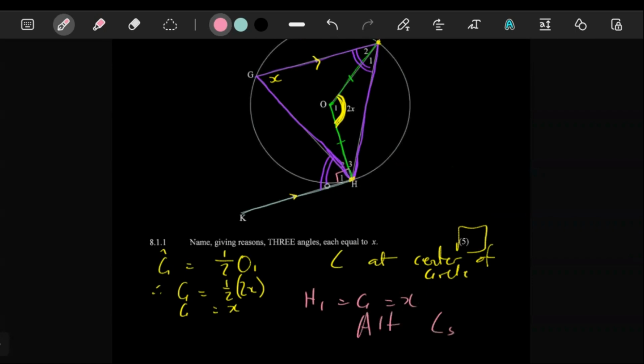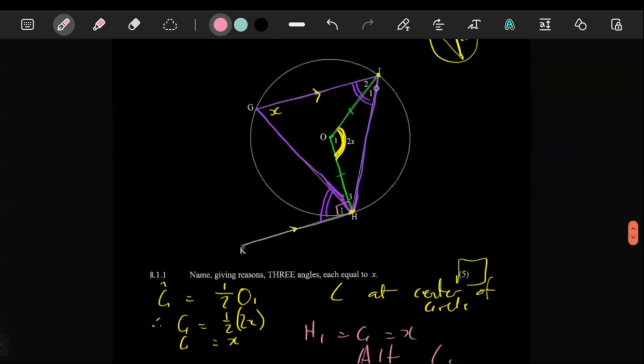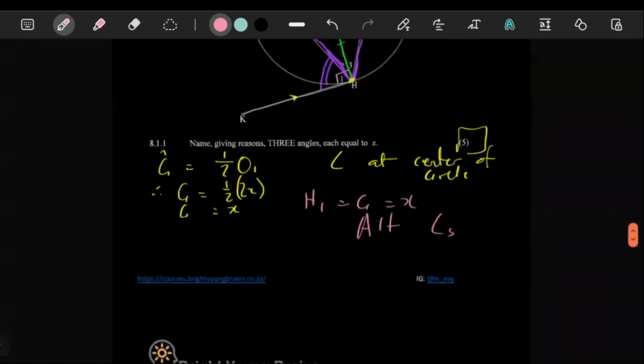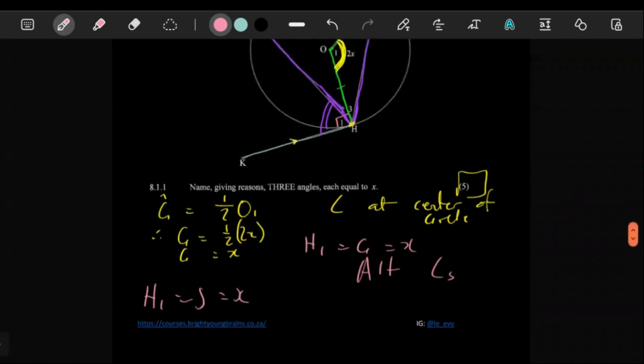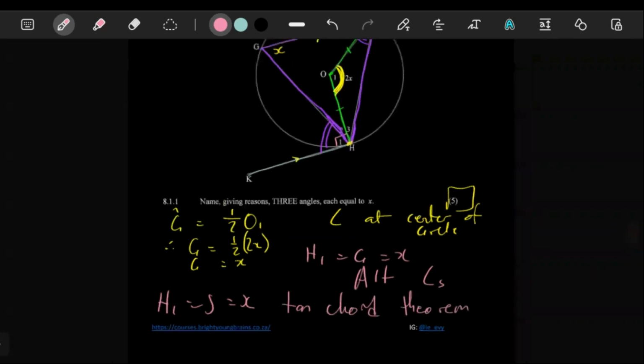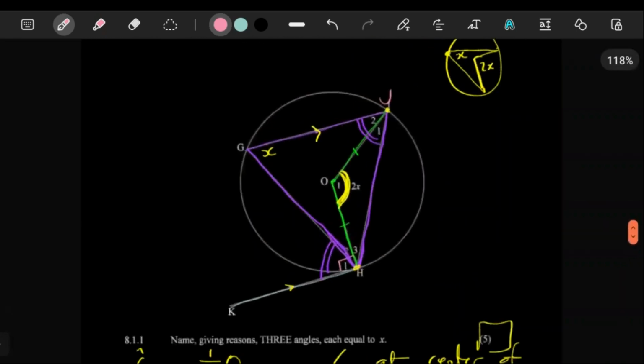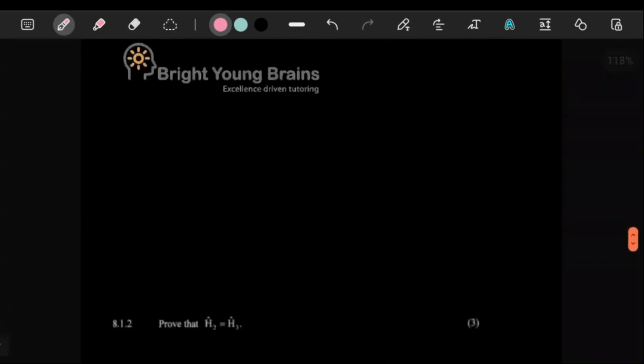And then we want something equal to H1. H1 is equal to angle, this is J, right? Yeah. H1 is equal to J, which is also equal to x then. And then the reason there is tan chord theorem. You see? 3 angles equal to x. Very simple. Not a mess at all. Very nicely. So we keep moving forward.